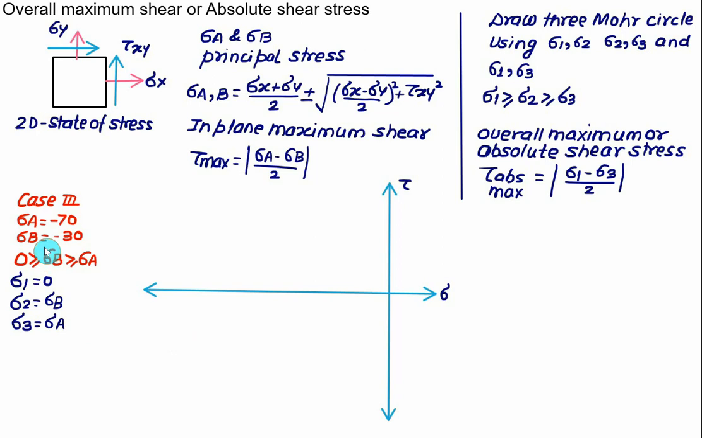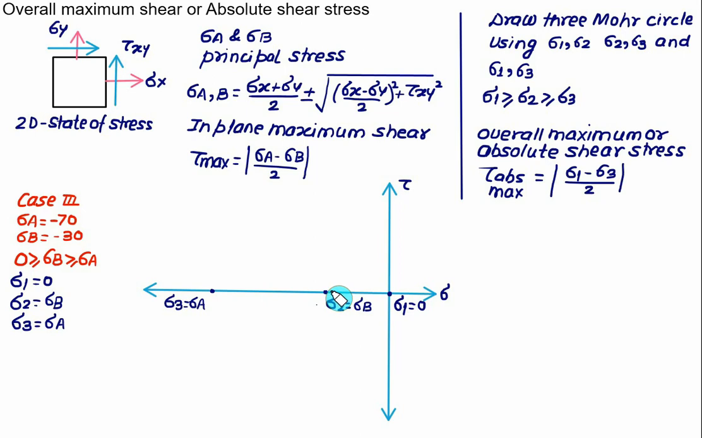Now sigma A and sigma B are both negative, so the Mohr circle will be considered on the left-hand side here. We'll start with sigma 1 first. This value is equal to sigma 1, that is, 0. Then we'll show sigma 2, which is equal to sigma B, minus 30. So somewhere we have sigma 2, which is the same as sigma B. And then we'll show one value for sigma 3, so we have sigma 3 equal to sigma A. Again we'll construct the three Mohr circles using sigma 1 and sigma 2, sigma 2 and sigma 3, and sigma 1 and sigma 3.